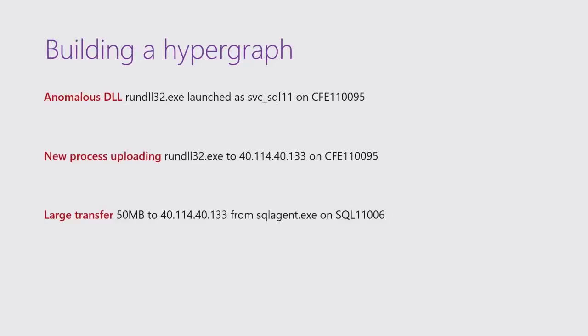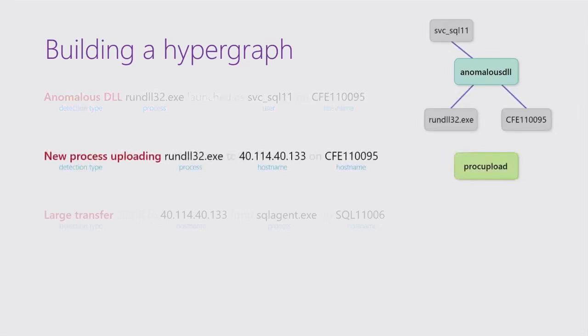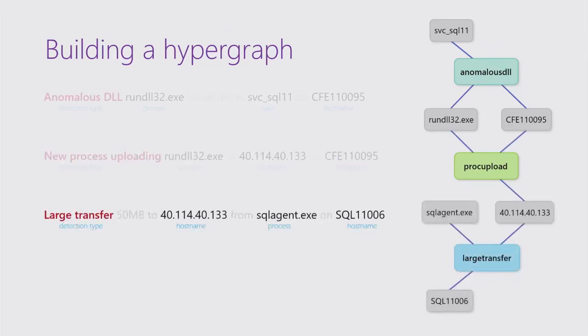So if you remember my detection journey, we started with just plain text alerts in our incident management system. The next thing we did, we schematized them, and we broke out host names and users and process names and detection types. Well, here's how we build that hypergraph. Right? We take a detection type on the top, connect it to entities. We do the same thing for the next detection type, and we reuse entities that are already in the graph. And likewise with the third.